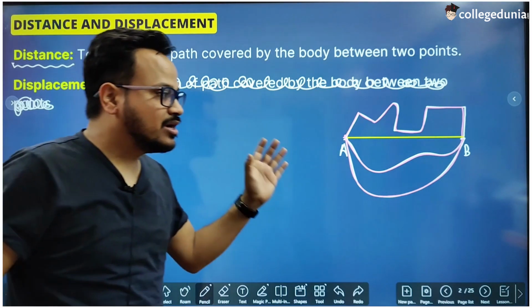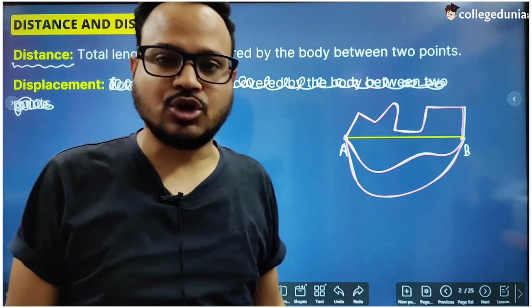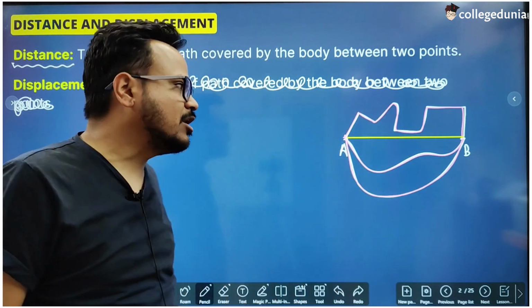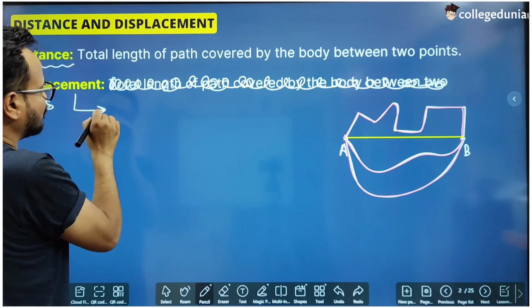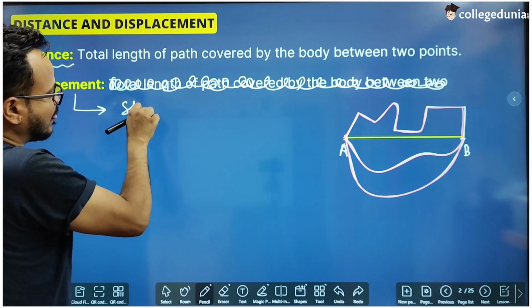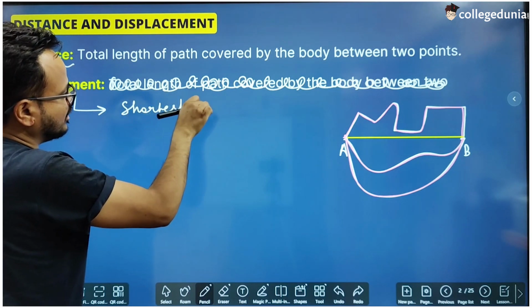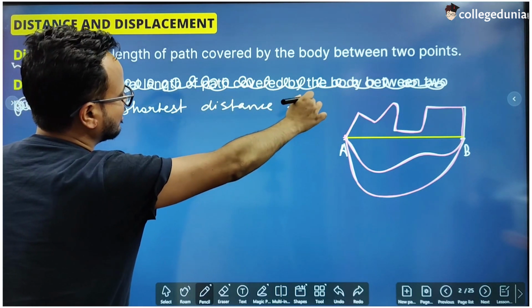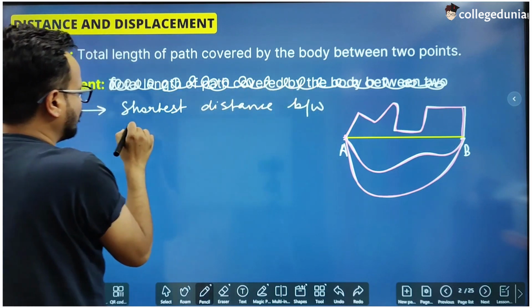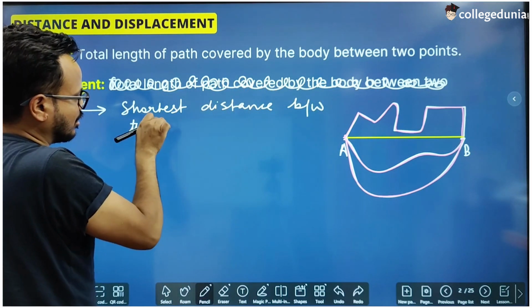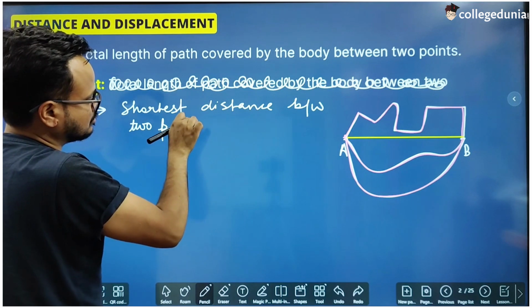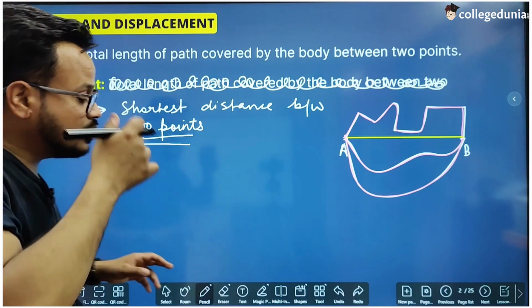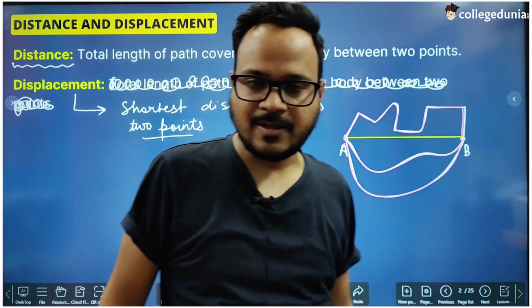So displacement is what? Displacement is the shortest distance between the 2 points, and it is always the length of the straight line which is drawn from initial to final position. So we will define it like this only. It is the shortest distance between 2 points, right? Okay, so both are the terms of length. So the standard unit of both distance and displacement is meter.